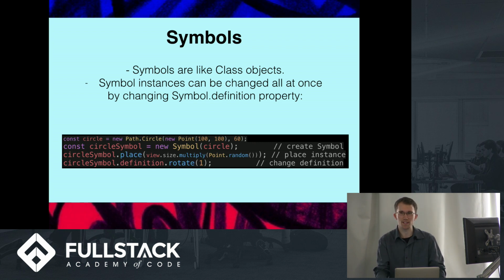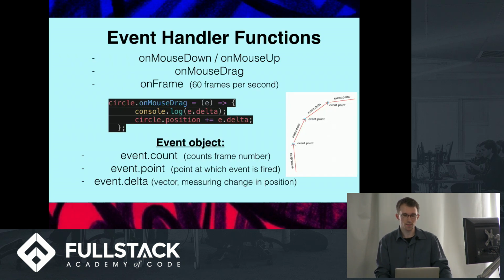You see the three steps there in the code. You create a symbol with the constructor function, inputting any item that you'd like, whether it's a raster or a basic path. And then you place instances wherever you want. In the code there, it's at a random point on the screen, on the view size. And then you can change your definition however you like to change every single instance.